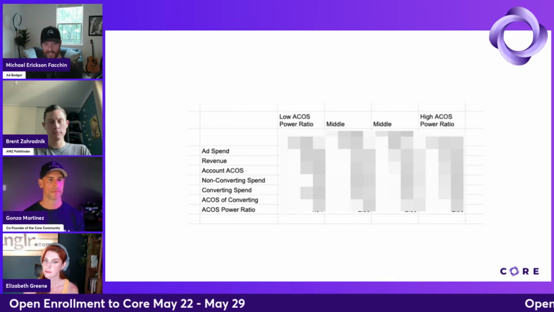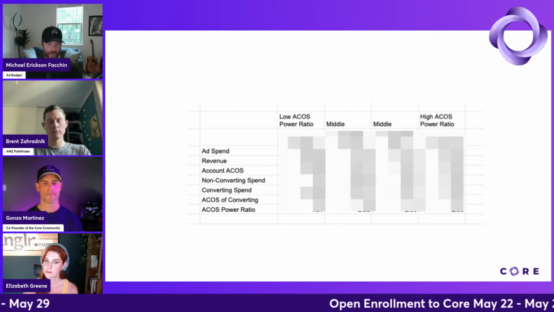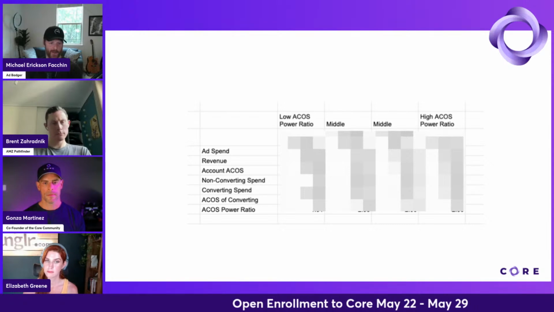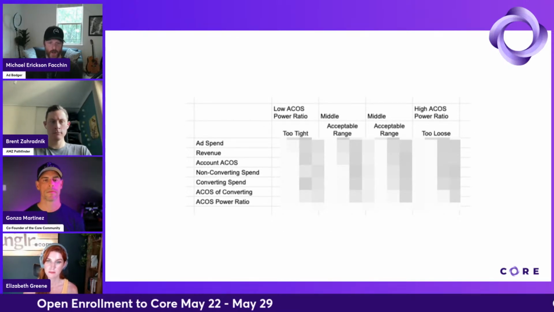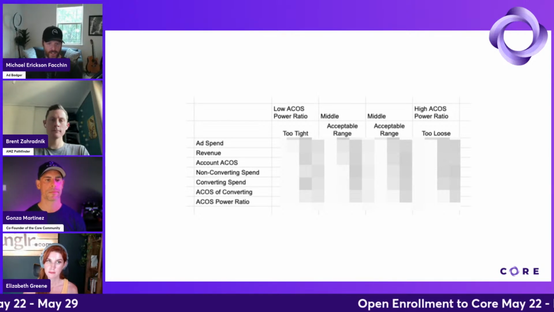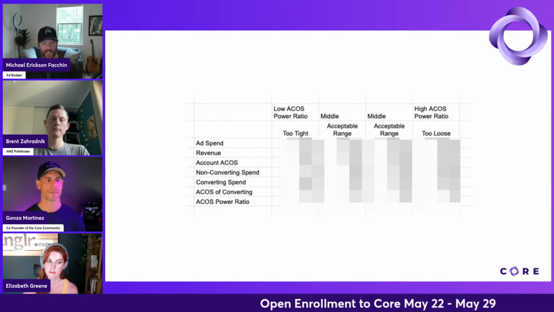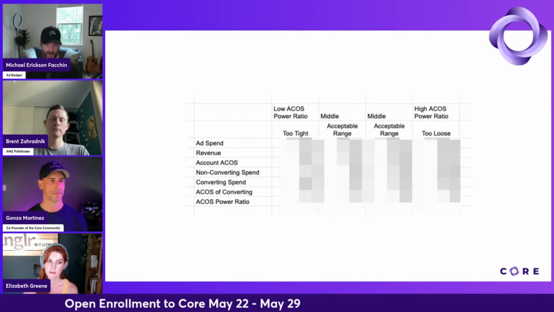This will actually allow you to basically see every single scenario that you could be in, in the spreadsheet that I'm about to share at the end. So let's just break down some of these concepts really quick. There are 4 different scenarios we're going to look at: low ACOS Power Ratio, a middle range ACOS Power Ratio, and then a high ACOS Power Ratio. And essentially, it's a spectrum from left to right.